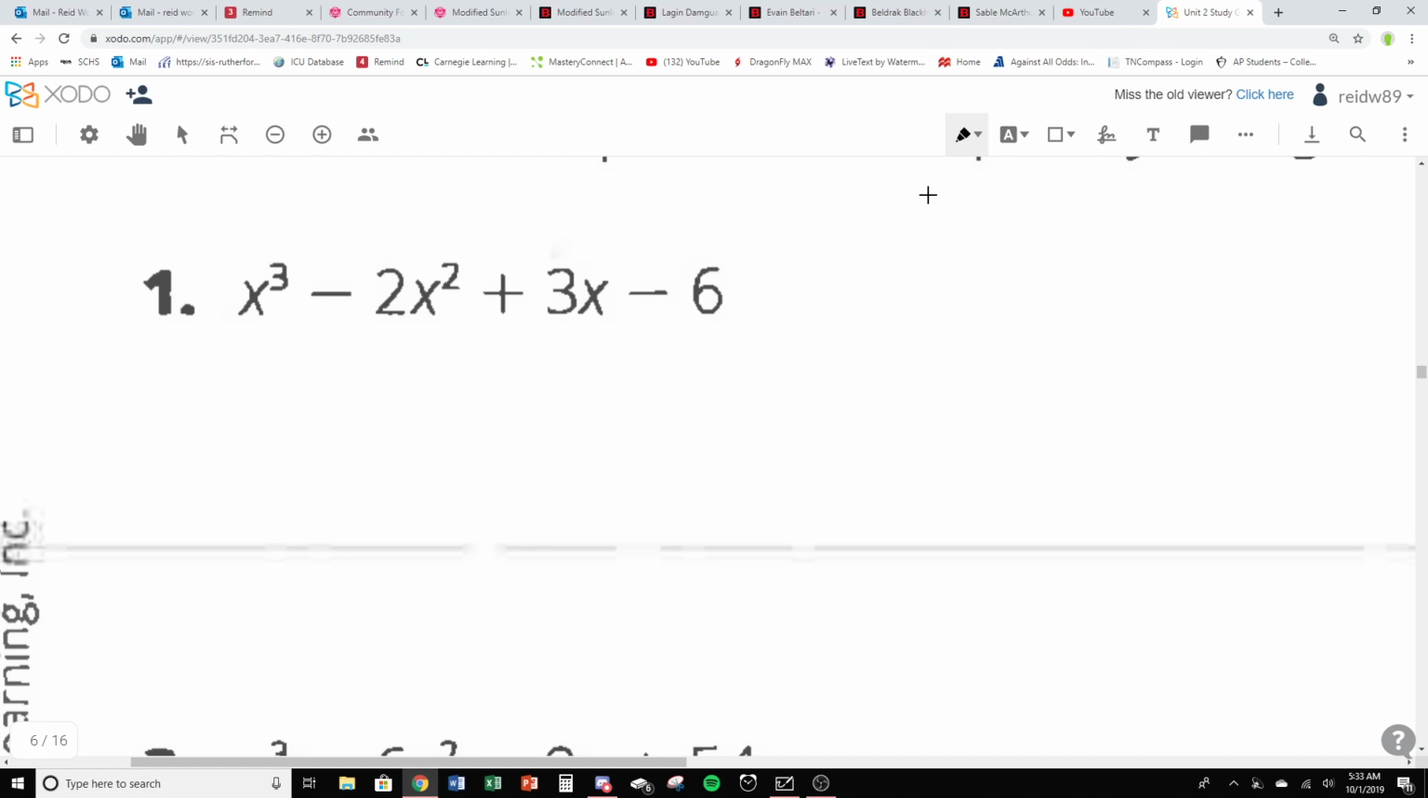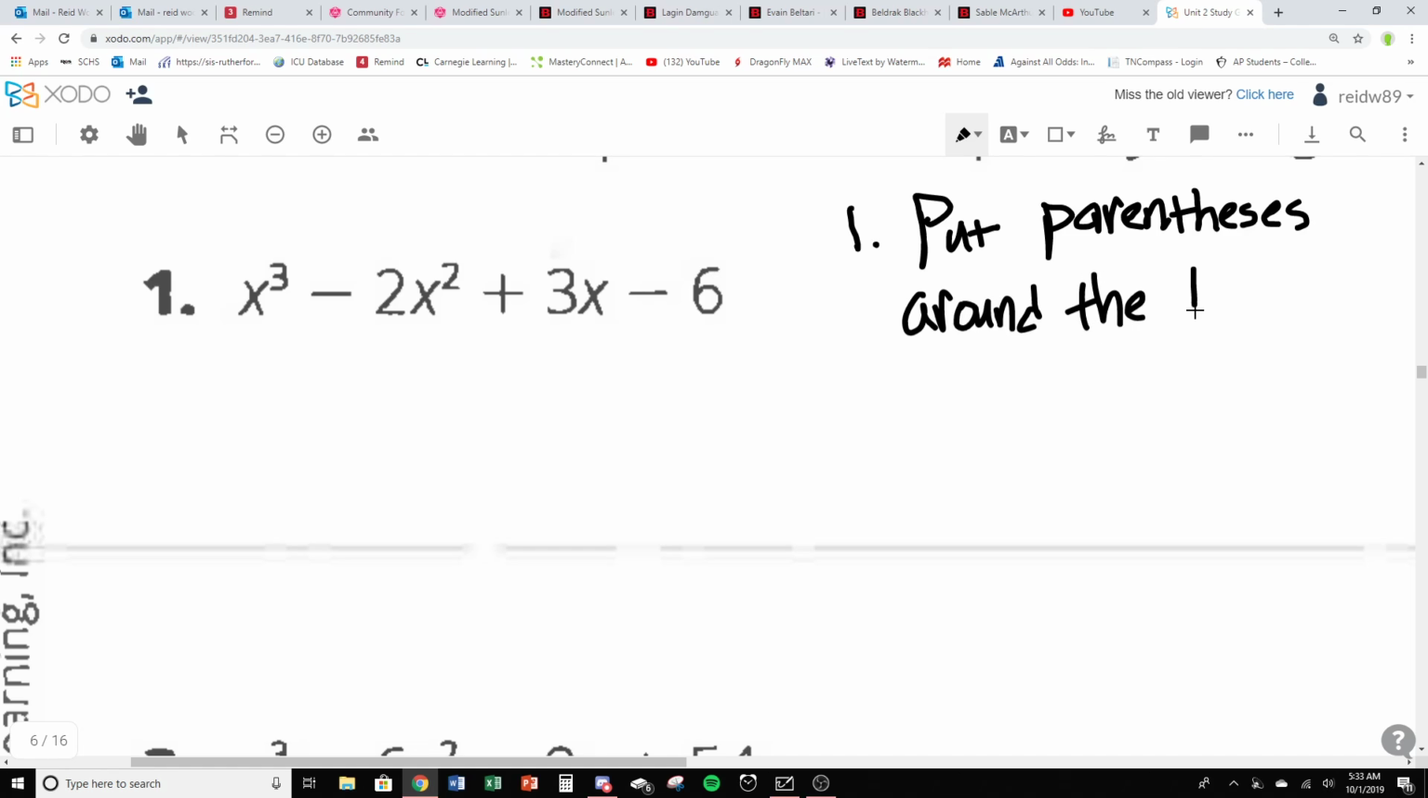But for factoring by grouping, we're going to do exactly what the name says. So the first step would be we're going to put parentheses around the first and second set of expressions.